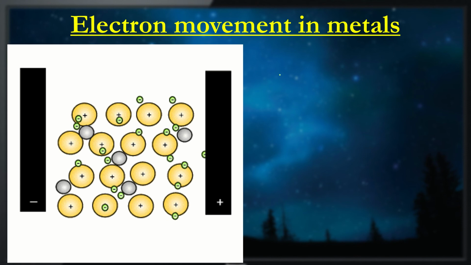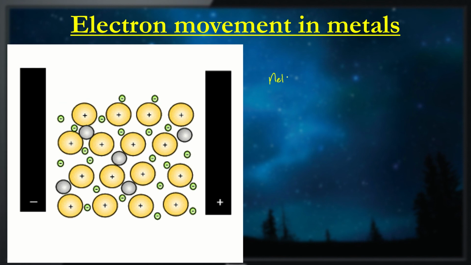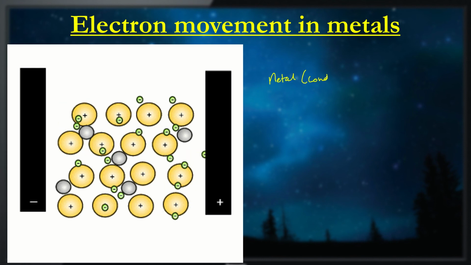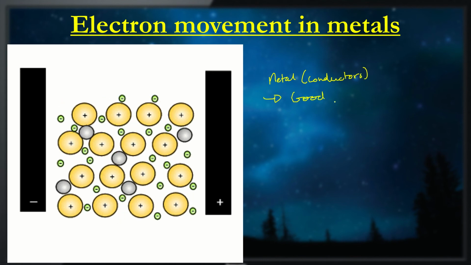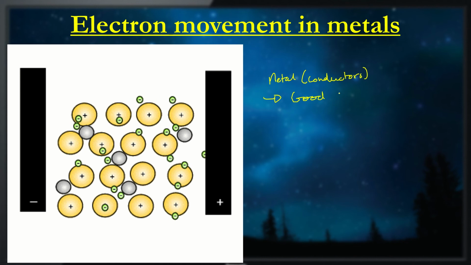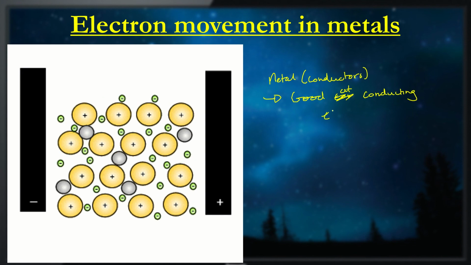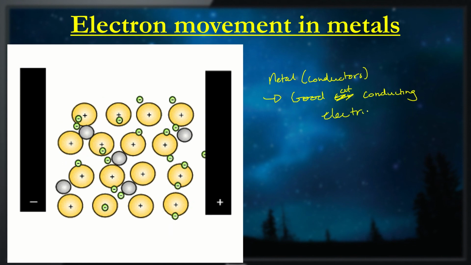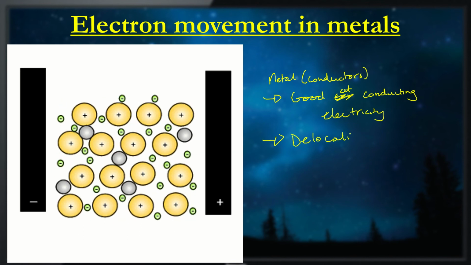So the main point here is metals or conductors in general are good at conducting electricity. That's because of these delocalized electrons.